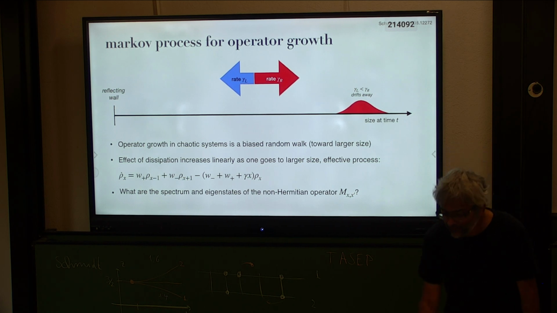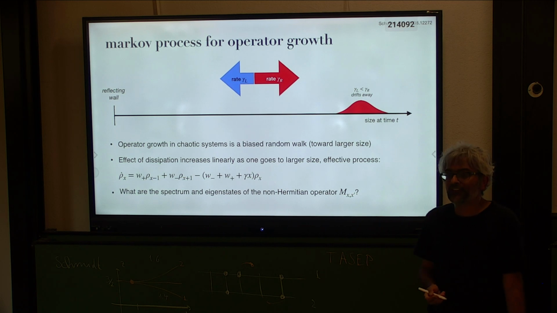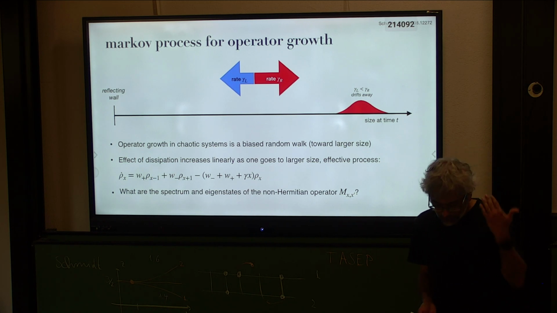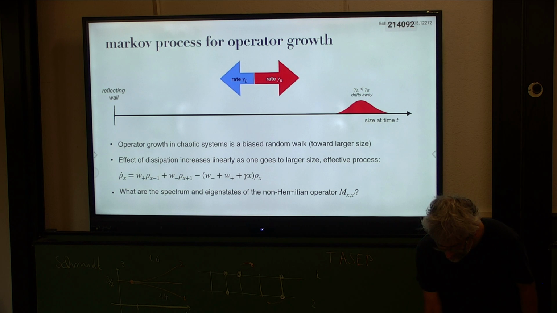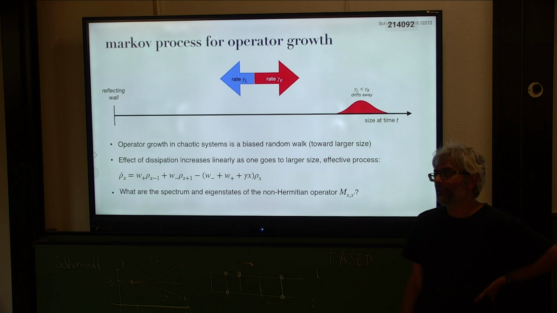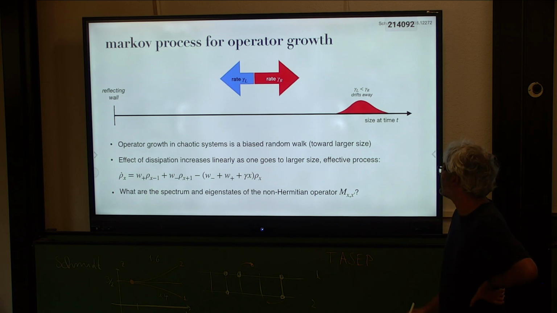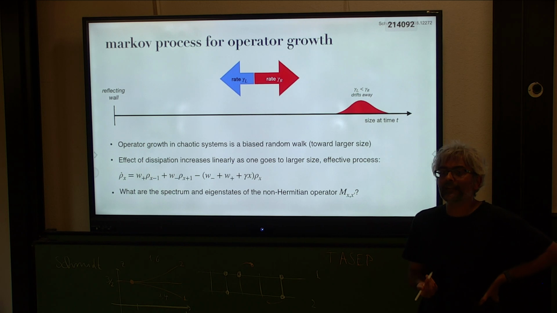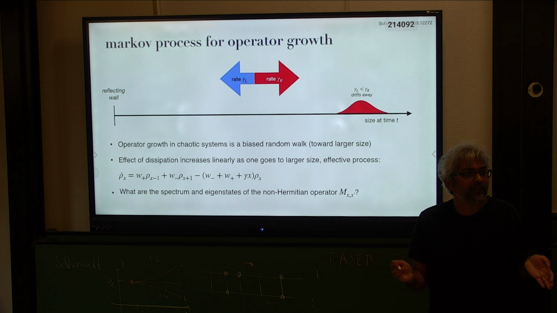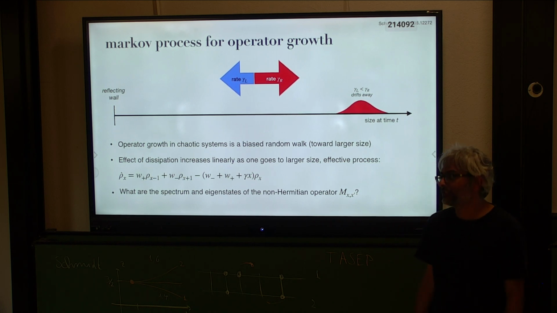This is a strict Markov process for certain circuit models, but it's believed to be essentially correct very generally for chaotic dynamics. Now, what the dissipation adds to this Markov process, which is a biased random walk, is the feature that operators decay at a rate that's proportional to how big they are. So that gives you this additional feature over here.